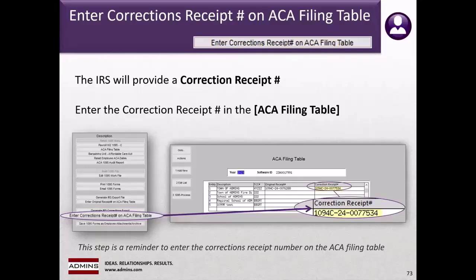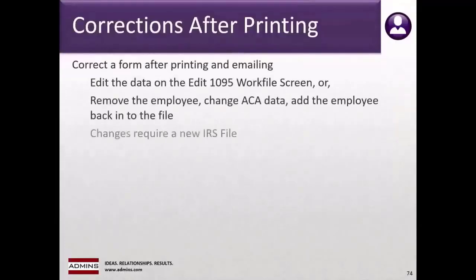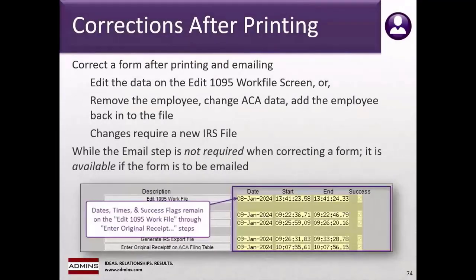The original receipt is in the first column, and the corrections receipt number is in the next column. If the correction is to be emailed, the email step can be used. The email step will not be required when correcting a form after it has been printed or emailed, but it will still be available if you need it. And those are corrections to forms that you're going to issue to your employees. And anytime you change the ACA data for an employee, you will need to produce that new IRS file.